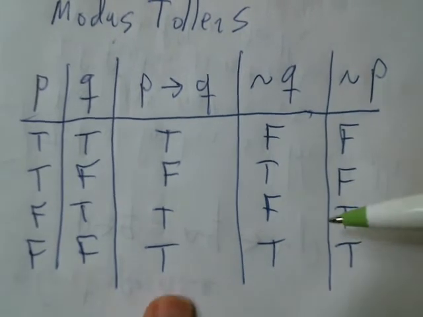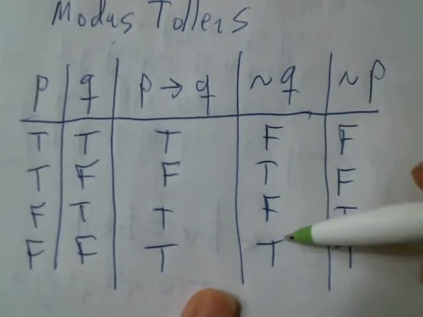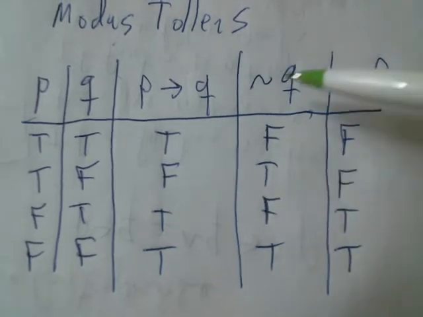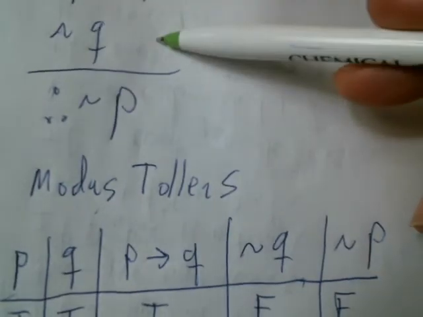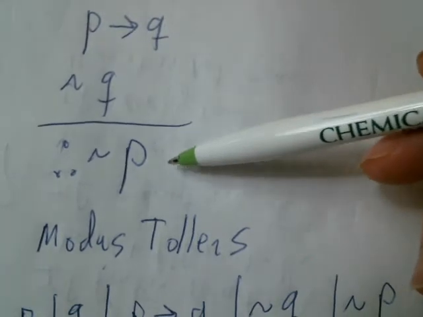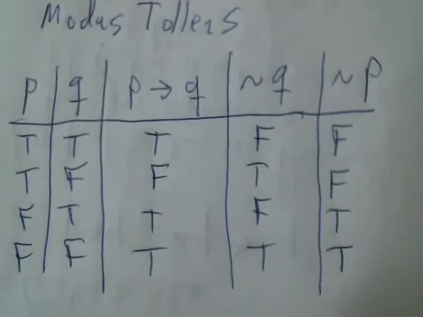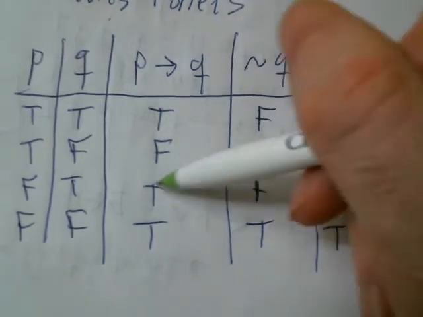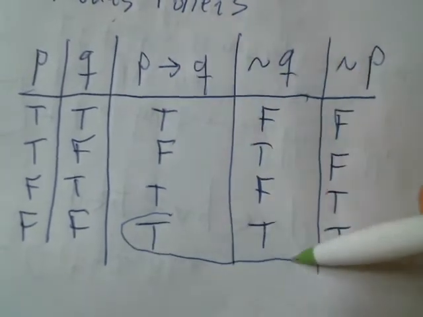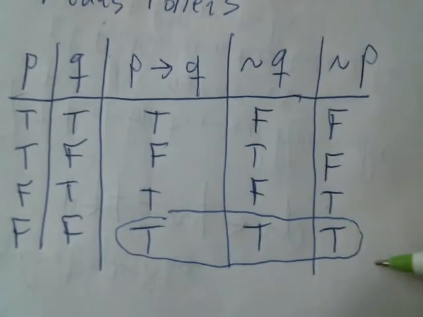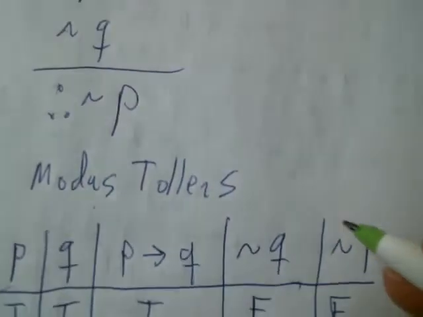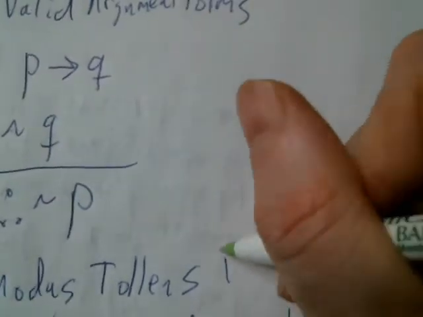Okay, so to figure out if it's a valid form, you look for where the premises are true. In this case, there's only two premises, so if both are true, it must follow that the conclusion is true. So you'll find rows where they're both true, so not this one, no, no, okay, right here. And then you look at the conclusion, and the conclusion has to be true for this to be a valid argument. Okay, so this modus tollens is a valid argument.